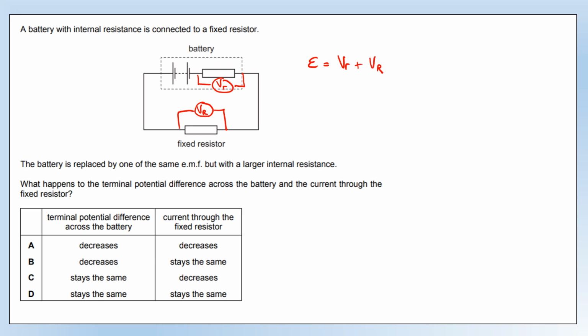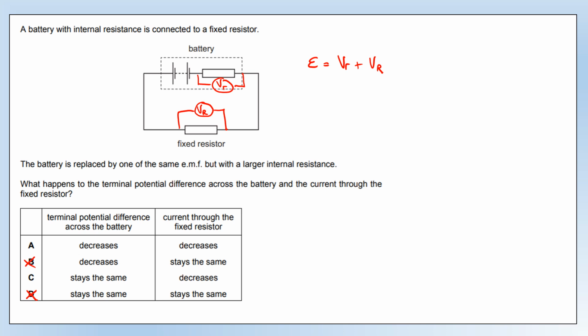First of all, in terms of the current, because that's an easy one to think about, if the internal resistance gets bigger, the total circuit resistance gets bigger because they're in series. So that's going to mean the current is going to go down for the same EMF. So we can get rid of options B and D straight away because the current's going to get smaller.